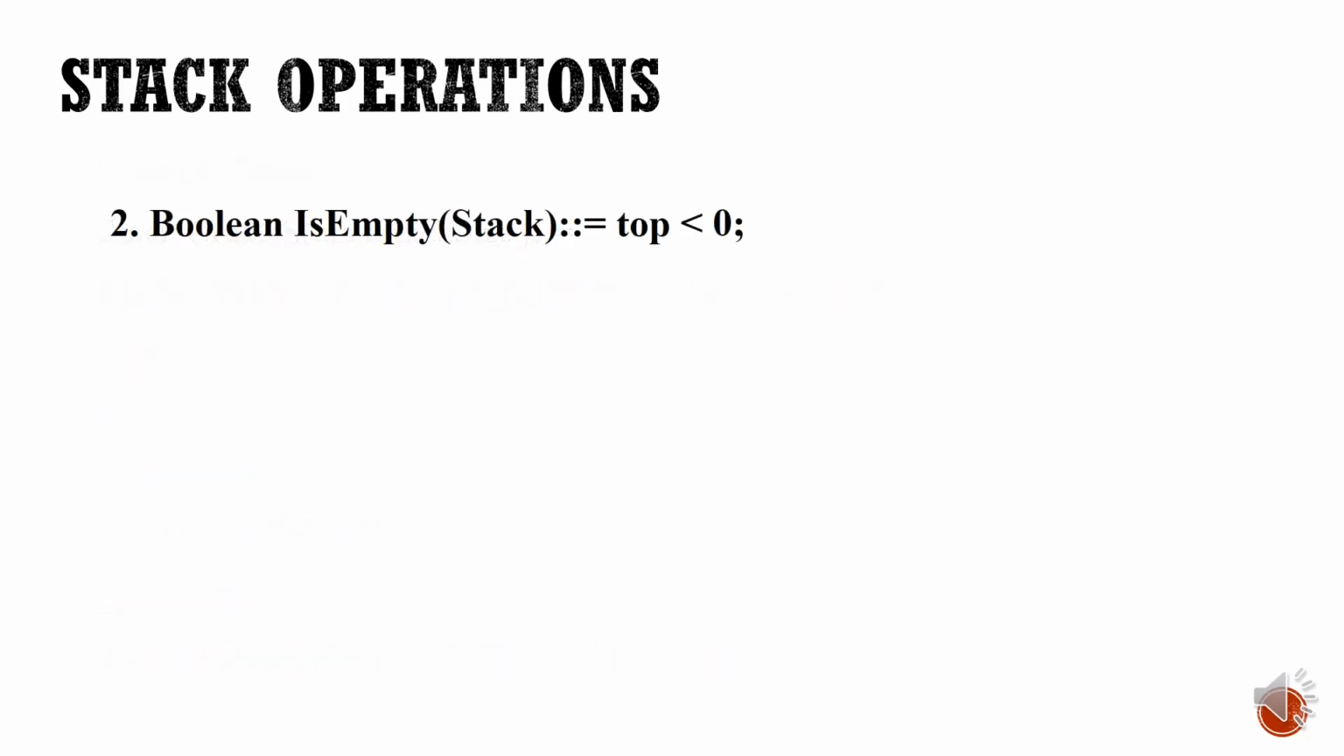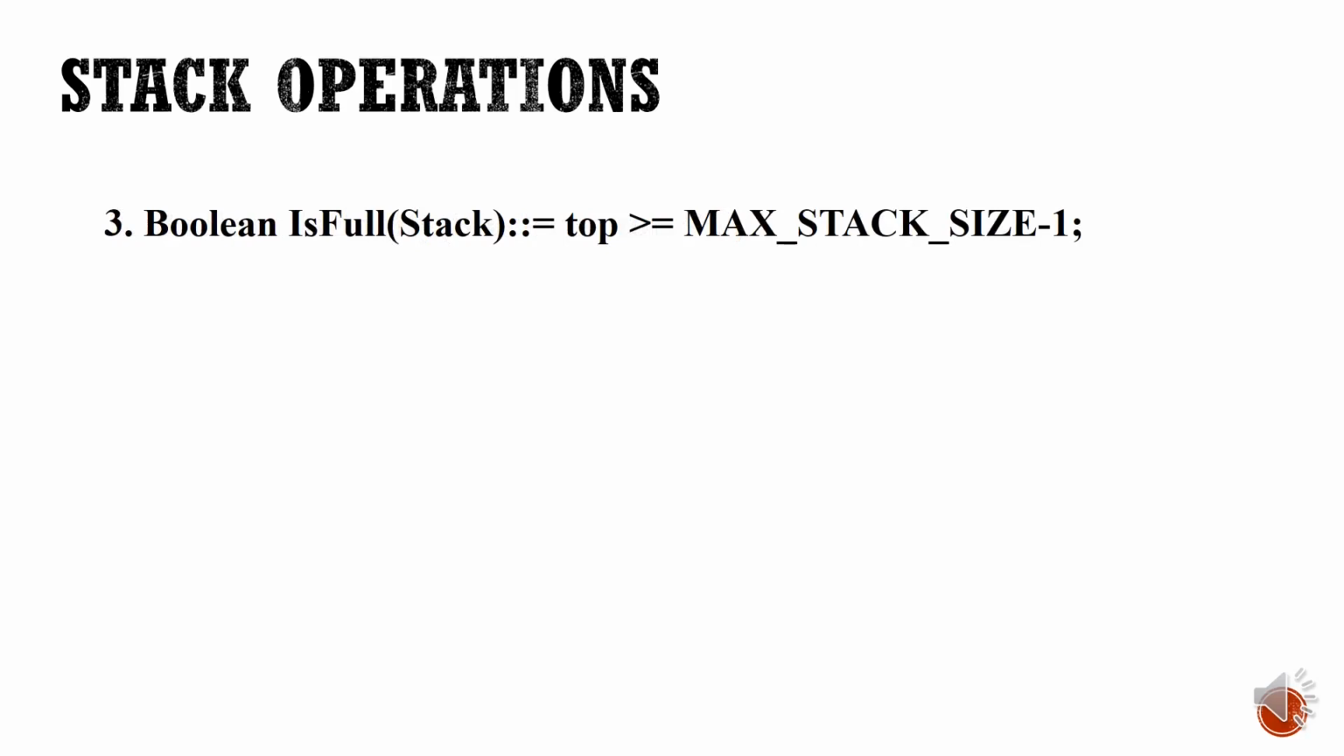Then the next operation will be to check whether the stack is empty. What is the return type over here? Boolean. Boolean means either true or false. If the top value is equal to or less than 0, then it will return a true value. Less than 0 means what? What is the value less than 0? -1. Whenever the top value is -1, it will return the true value, which means the stack is empty. Or else it will return the false value. But that false value means the stack is not empty.